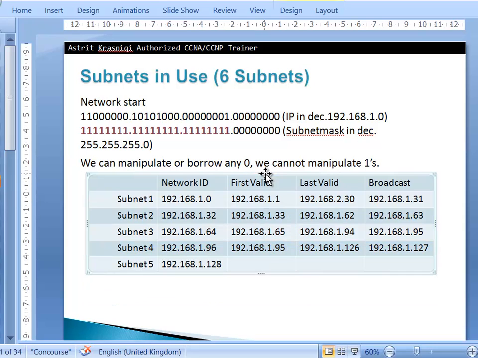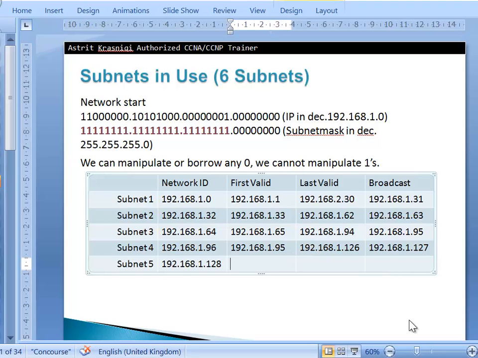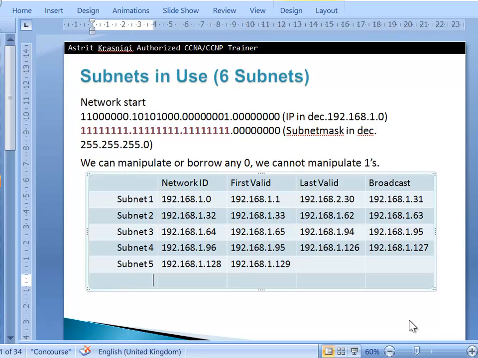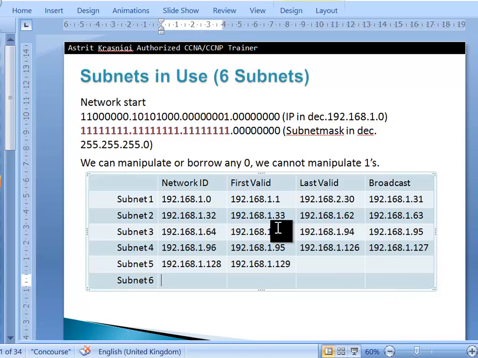I mean, you can fast forward it, but you can see what's happening here. Subnet 5, first valid address is network ID plus 1, so 192.168.1.129. To find the last valid address and broadcast, it's better if you find the next subnet ID, so subnet 6.